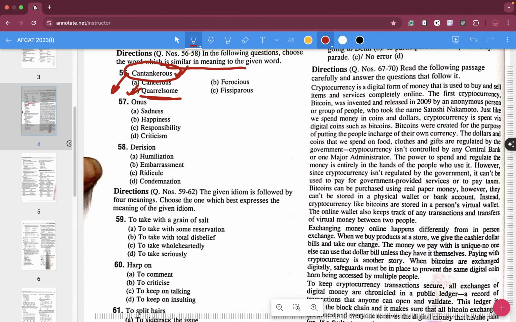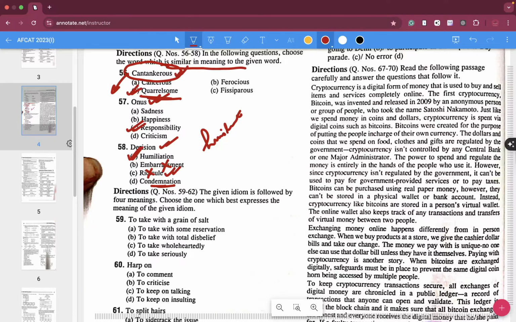Next we have onus. The onus lies on. Onus means responsibility. Derision means humiliation. It's not embarrassment, where you are feeling bad, feeling sorry about all that. Ridicule also seems to be the right answer, but there is a certain difference.